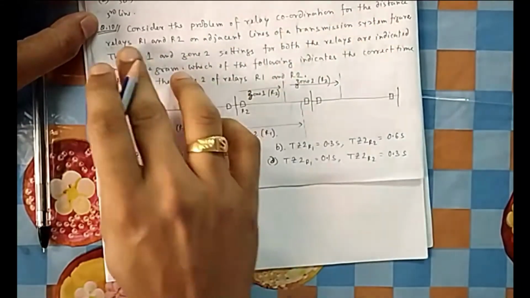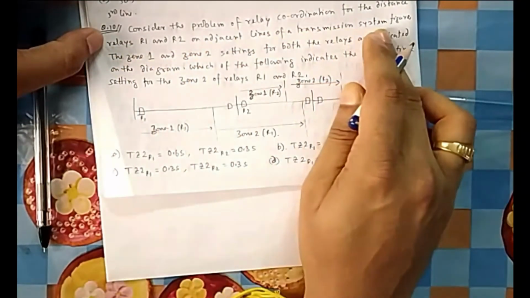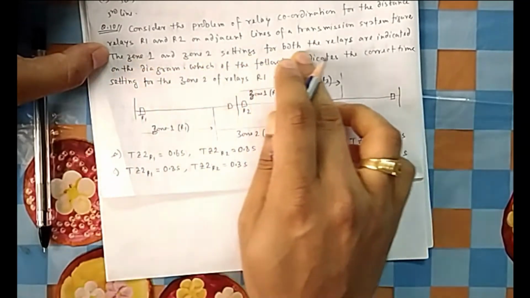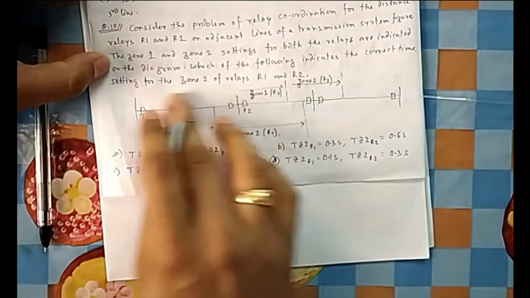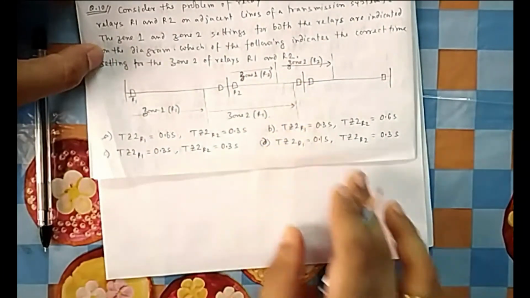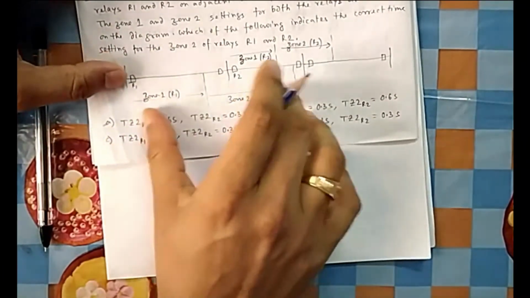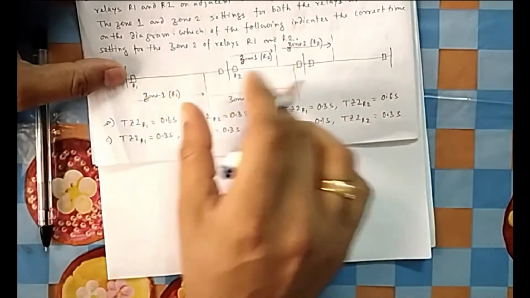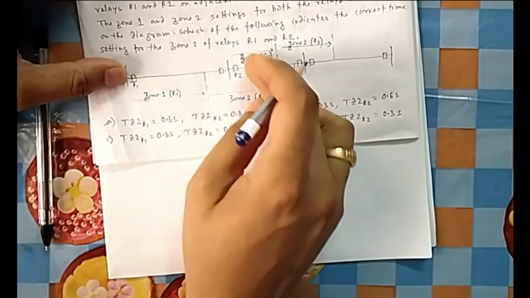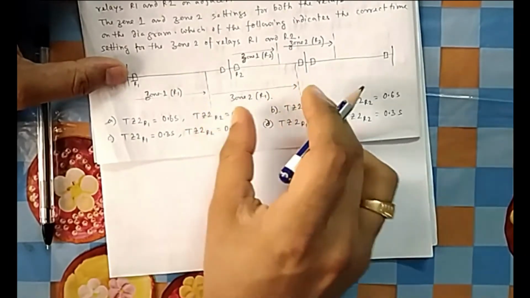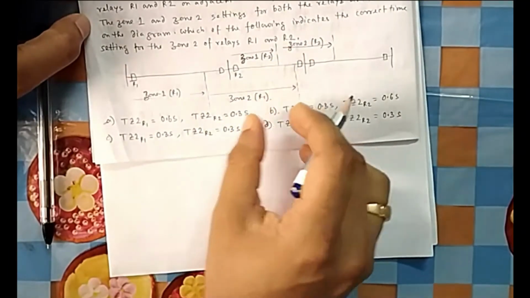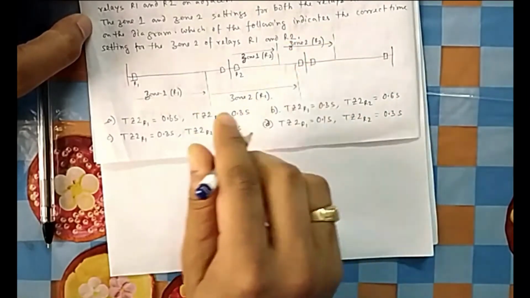Consider the problem of relay coordination in the relays relevant to an adjacent line of the transmission figure. Zone 1 and zone 2 settings for both the relays are indicated on the diagram. Which of the following indicates the correct time settings? So you can see, although it is indicated in this way, in practice zone 1 is 80%, zone 2 is 50% of this line. It should come somewhere here, but they have given this much, so you have to consider this one. The setting was up to this much. Zone 1 is this much, zone 2 is this much.